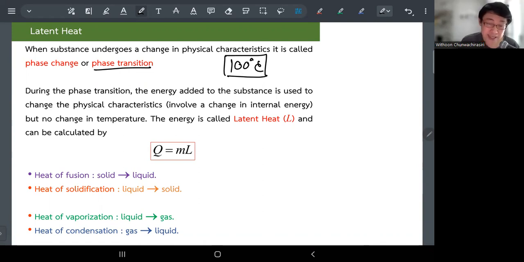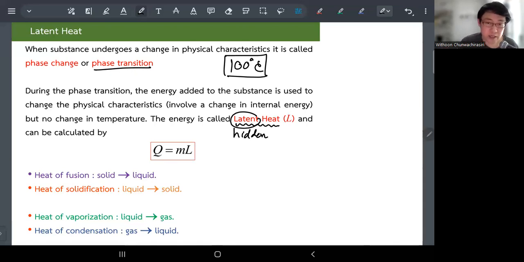So we call this process the phase transition, and the amount of energy required for that transition, we call the latent heat. Latent just means hidden. The reason it's called hidden is because you won't see a temperature change. It's hidden there. All right.